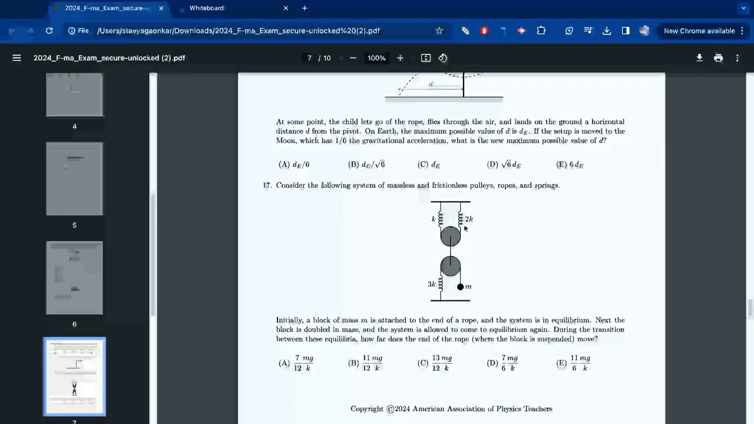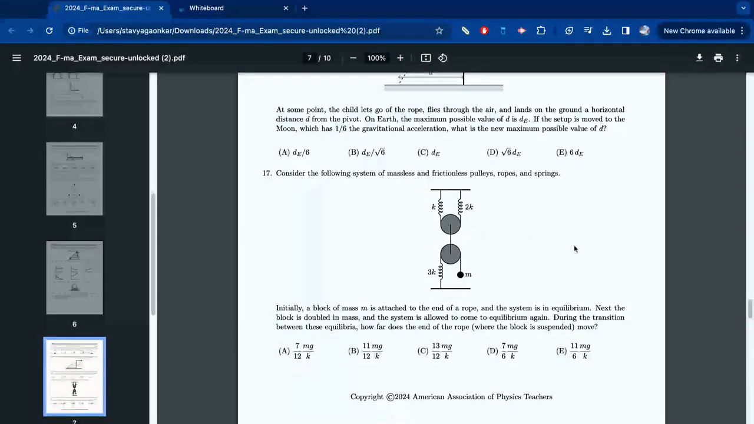Okay, problem number 17. We have a system of massless and frictionless pulleys, ropes, and springs. So initially a block of mass m is attached to the end of a rope and the system is in equilibrium. Next, the block is doubled in mass and the system is allowed to come to equilibrium again. During the transition between these equilibria, how far does the end of the rope where the block is suspended move?